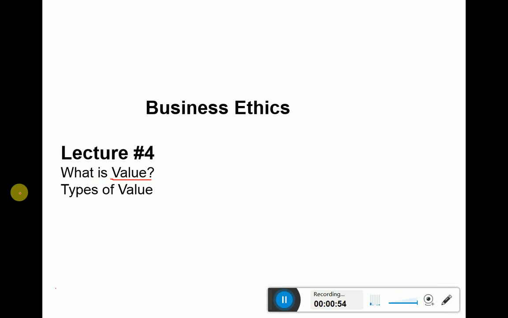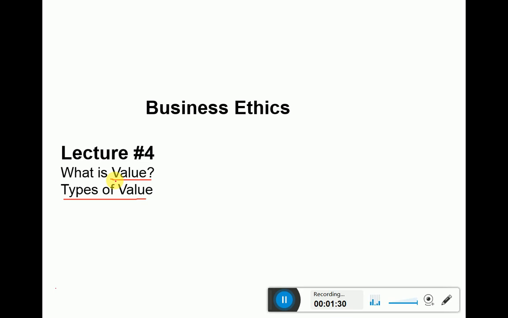After that, we will come towards the types of value, that what are the different types of values. Like we have the moral values, we have the extrinsic value, we have the intrinsic value, we have the universal value, and we have so many different types of values. After that, in this session, we will also discuss where basically these values are adopted by the people, or in other words, from where we will get these values.